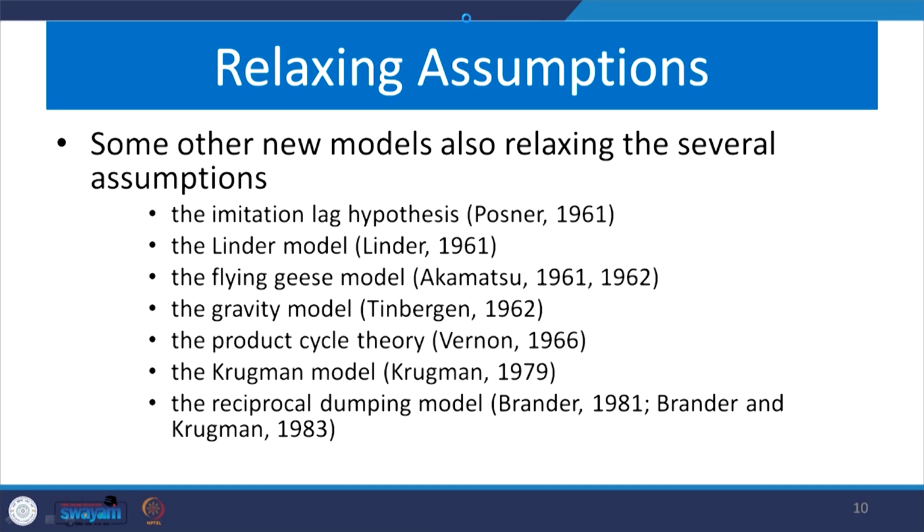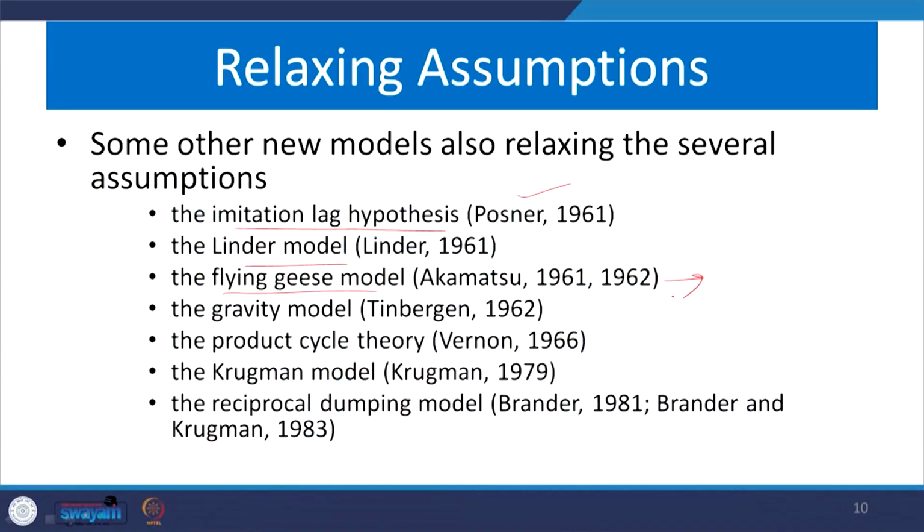So, therefore, the neoclassical model is actually based on relaxing assumptions. Some other new models also relax several assumptions. We will discuss some of the other models, like the imitation lag hypothesis by Posner, the Linder model, basically an overlapping demand model, and the flying geese model, which we will discuss in the next lecture based on Asian economic experiences. The gravity model, where specialization in a particular product based on geographic location, will also be discussed. Then the product cycle theory by Vernon, how over time cyclical changes take place and define trade.